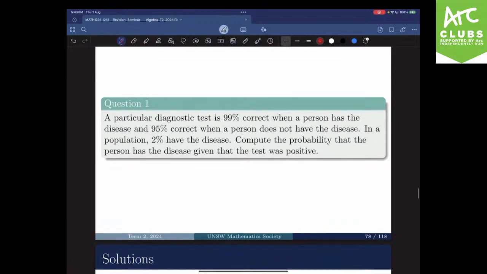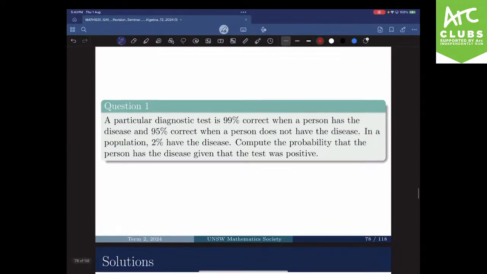Okay, next, we'll just go on with the question. There's a conditional probability question here. So, take a read. A particular diagnostic test is 99% correct when a person has the disease, and 95% correct when the person does not have the disease. In a population, 2% have the disease. Compute the probability that the person has the disease, given that the test was positive.